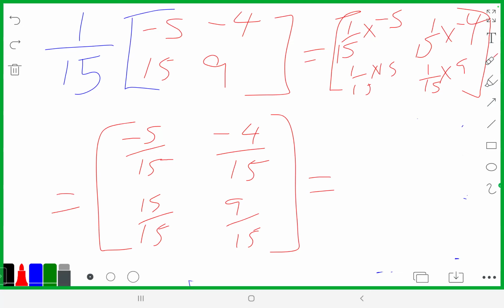So what you do from here, you can even reduce these expressions, -5 over 15, -4 over 15, 15 over 15, 9 over 15. We can look for the number that can enter into 5 and 15 without leaving a remainder. We reduce the fraction. What number is that? 5. Yes, 5. So that will give us -1. 5 into 15 goes 3 times. -4 over 15, there is no number here. 15 into 15 is 1.